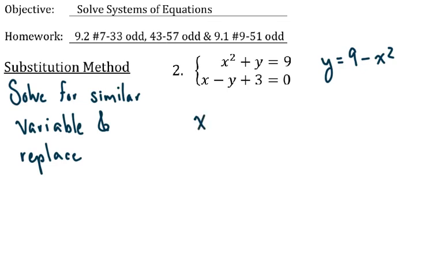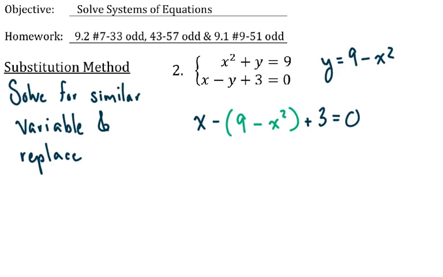So when we replace, we get x minus, and notice I'm going to put parentheses, y is now the same as 9 minus x squared, plus 3 equals 0. So again, taking our solved equation and plugging it in here, and we end up with a new quadratic where we're just looking at x. And I put the parentheses in here when you substitute, because you'll notice that often it affects things like negatives.